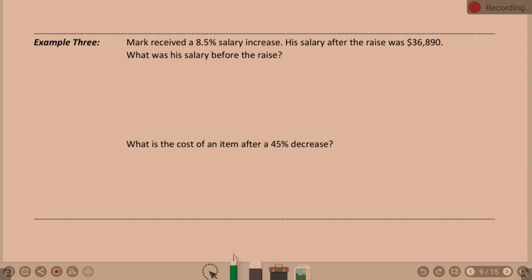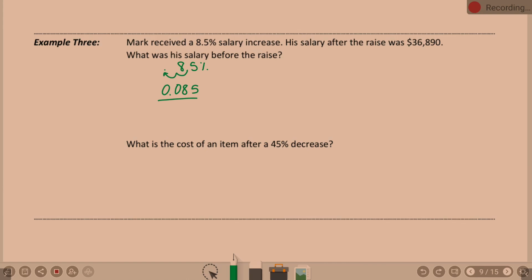Can we do them with the 36,000 and the 8.5? Yes. We're going to take the 8.5 out of percent. If we're going to be working with setting up an equation, 8.5% should probably be changed to 0.85? Nope. 0.085?